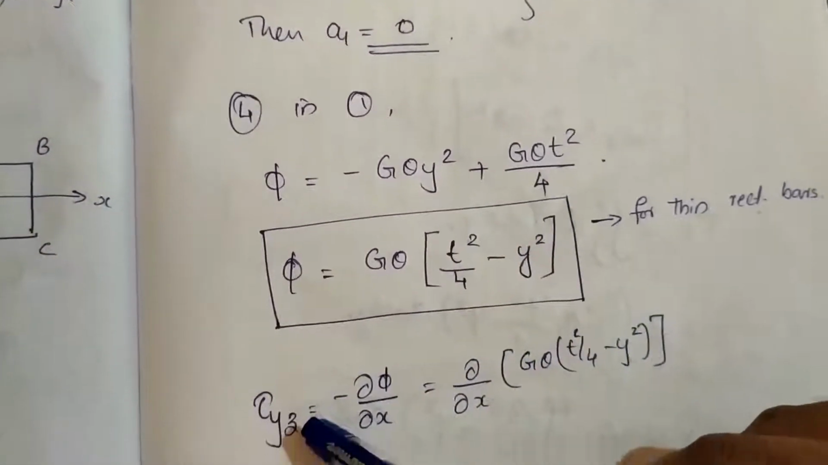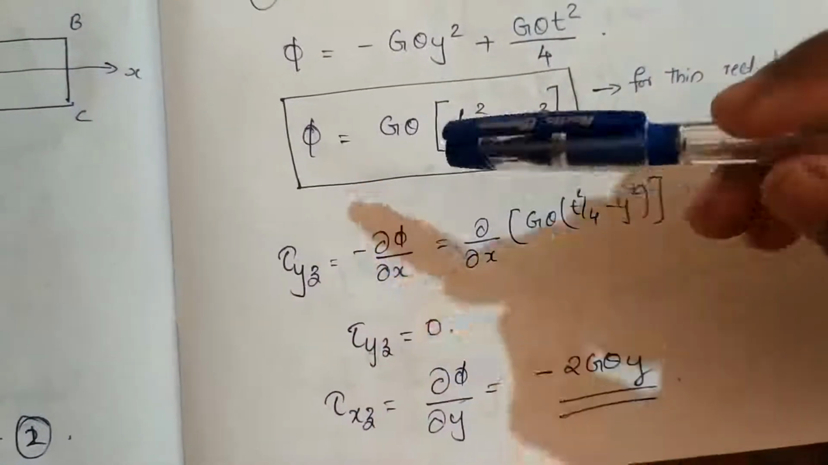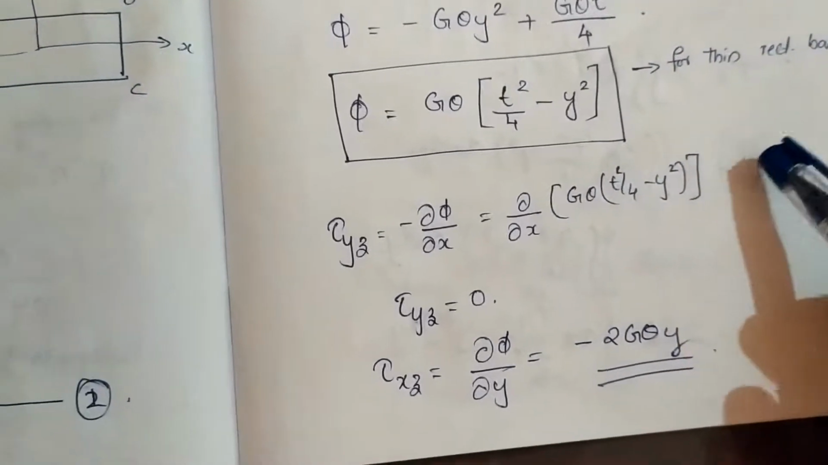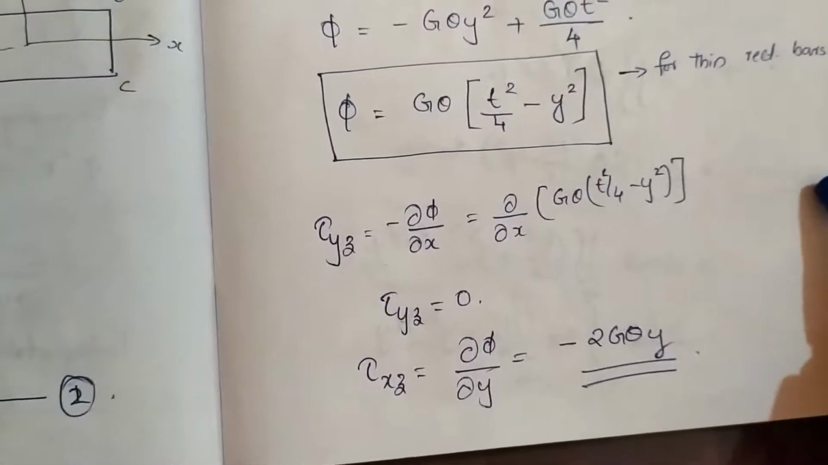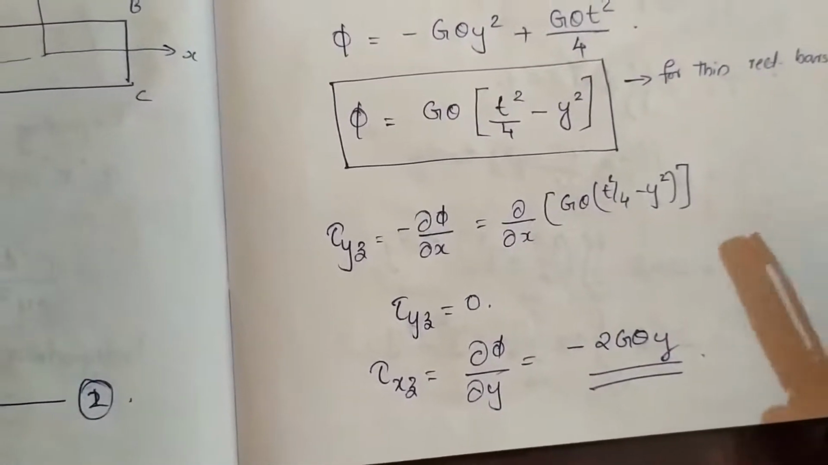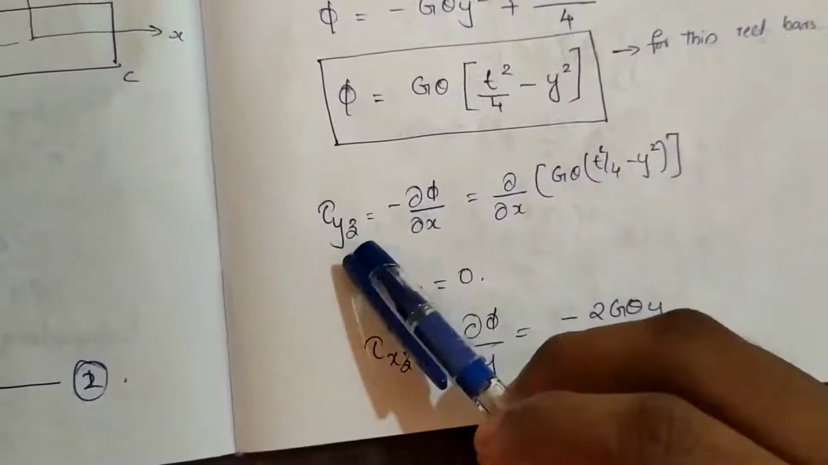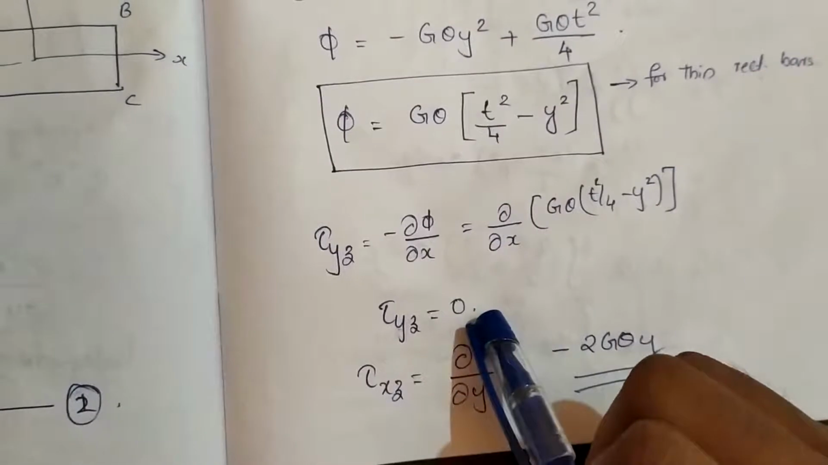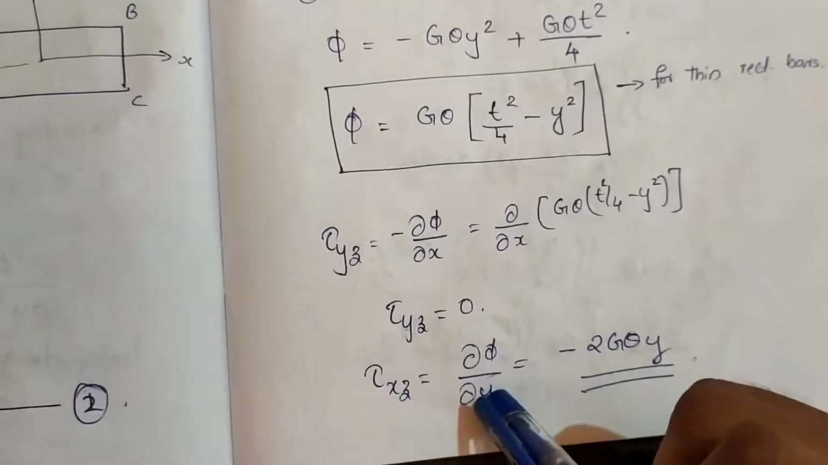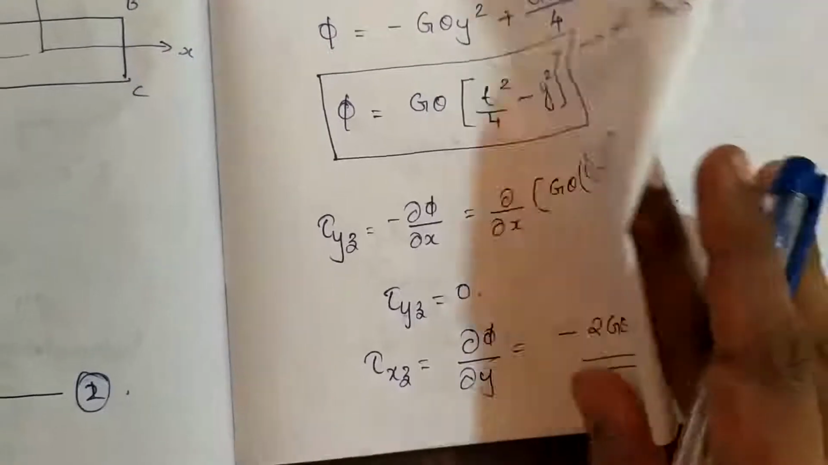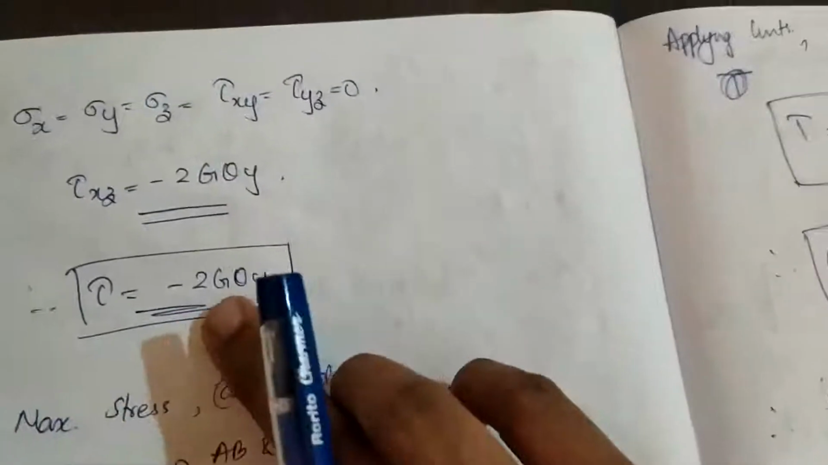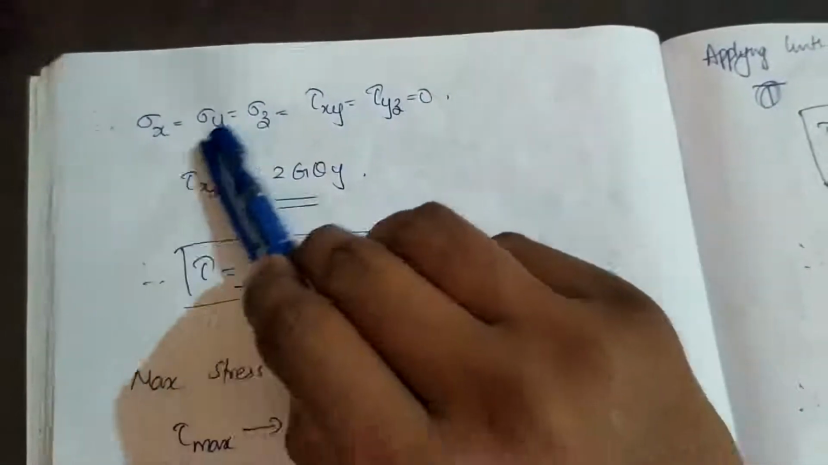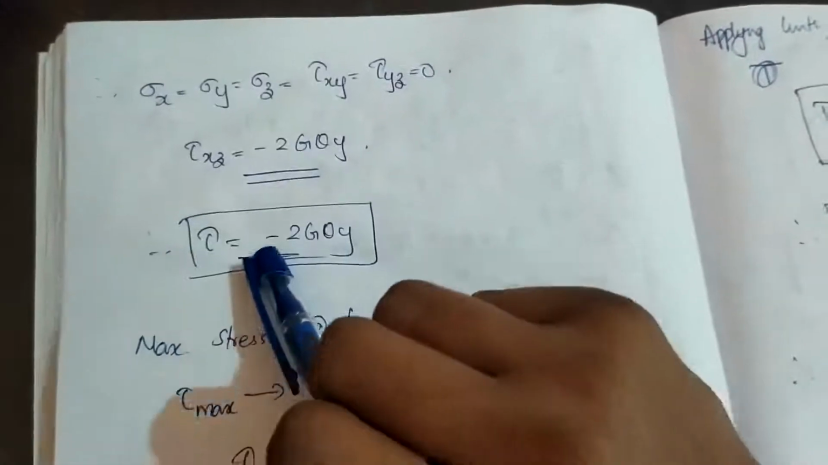Now, you know the shear stress tau yz. There is only tau yz and tau xz in the case of these things, right? You already learned in the Prandtl stress function that sigma x, sigma y, sigma z and tau xy are equal to 0. So here tau yz, we are differentiating with respect to x, then that term also goes to 0. So tau xz is dphi by dy, which is equal to minus 2 G theta y, right? Since all other terms are 0, as we already know, you got only this value, so that will be the resultant shear stress.